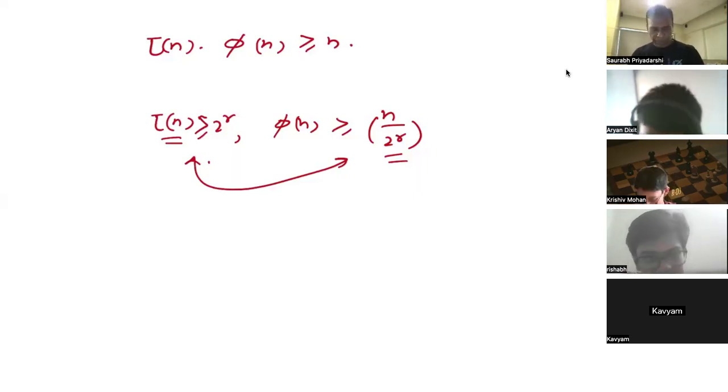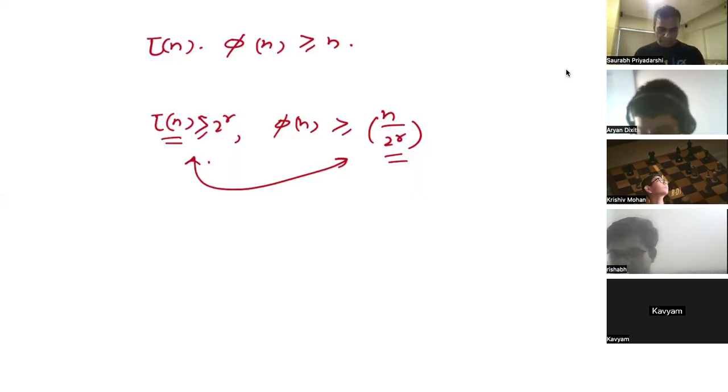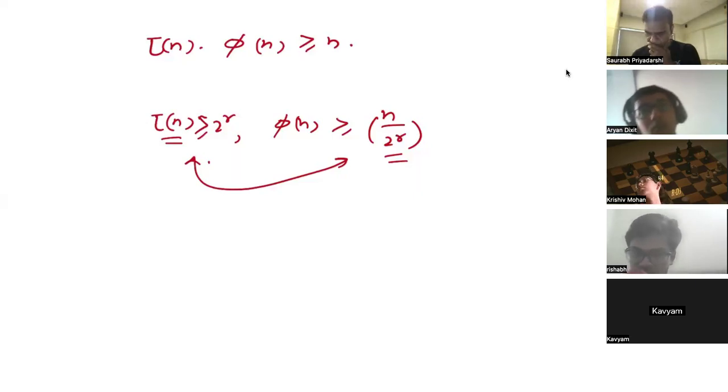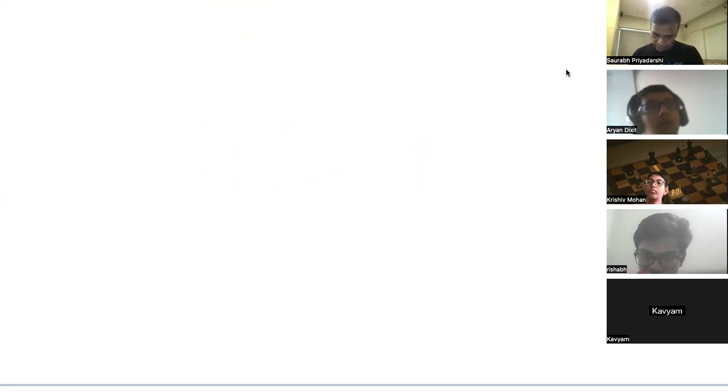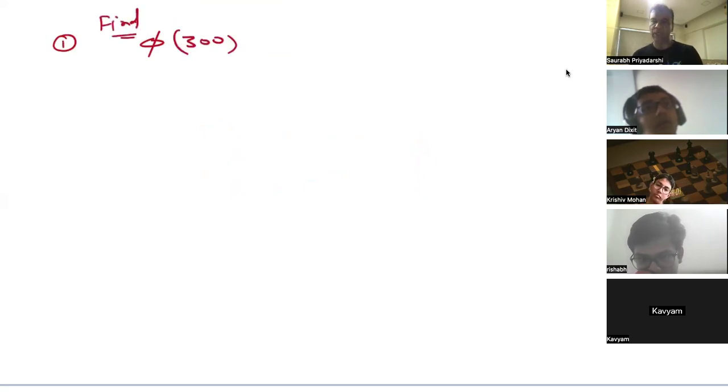So the best part of this is that in the Euler totient function there are two or three things that will be useful to us, which we also worked on a little in the last lecture. But mostly we have to see how we can use this in various formations. Like the first question I'm giving on this is: find the value of phi of 300.